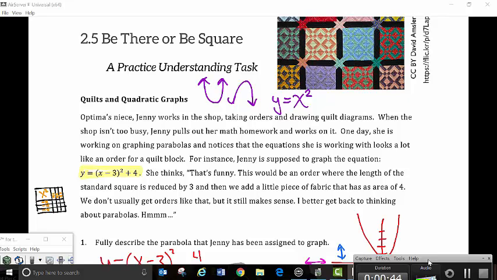She notices that the equation she is working with looks a lot like an order for a quilt block. For instance, Jenny is supposed to graph the equation y equals (x minus 3) squared plus 4. She thinks, that's funny, wouldn't this be an order where the length of the square is reduced by 3? So we'd have one of those regular x squareds. We'd go backwards 3 this way, backwards 3 this way, so this is our new x squared. And then we would add little pieces of fabric that has an area of 4. We don't usually get orders like that, but it still makes sense. I better get back to thinking about parabolas.